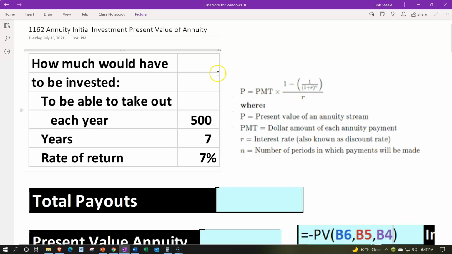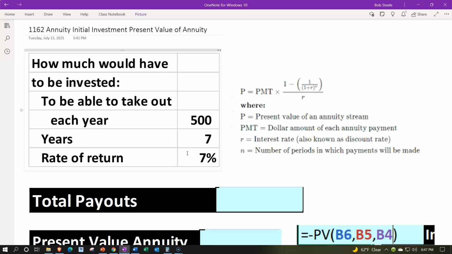So here's the scenario. How much would we have to invest to be able to take out $500 each year? So $500, we want to take that out each year, for 7 years, at a rate of 7%. Meaning we need this lump sum amount of money once we hit the point where we're actually removing money from the investment account on a periodic basis and still have enough money to cover the 7-year period.